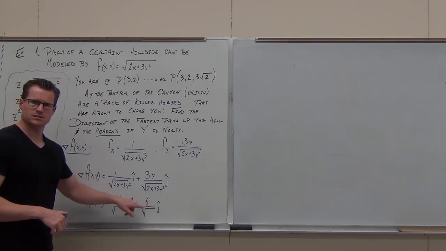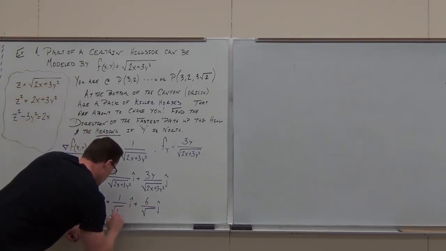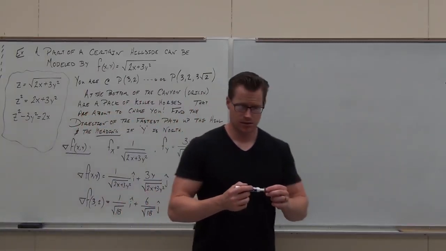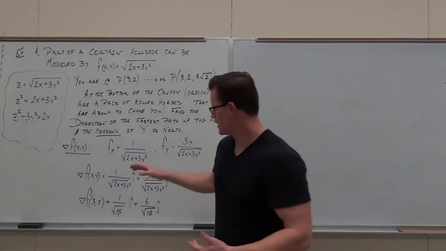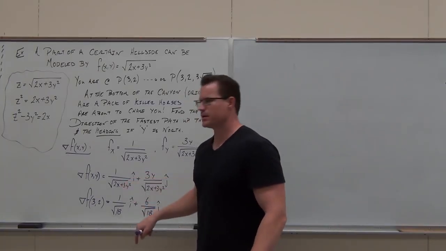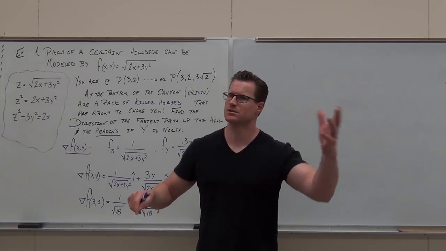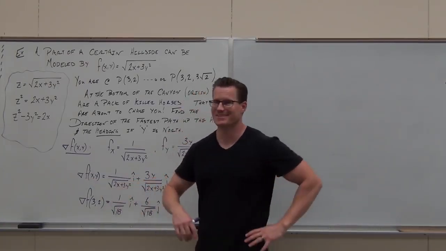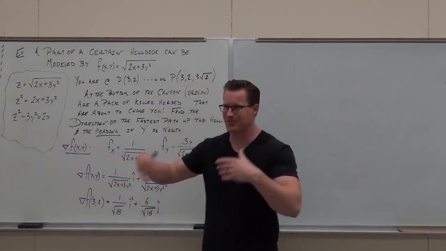And 18. 18? Okay, barring simplification, and I'm not going to for a certain reason, I'll show you why in a second. That right there is what? Come on, what is that? Gradient. I know it's the gradient. You're right, it's the gradient. It's the gradient at that point, but what's it mean? Come on, what's it mean?